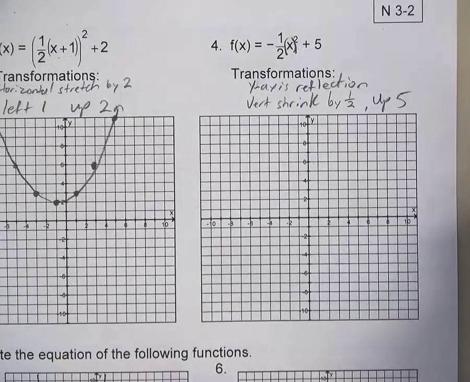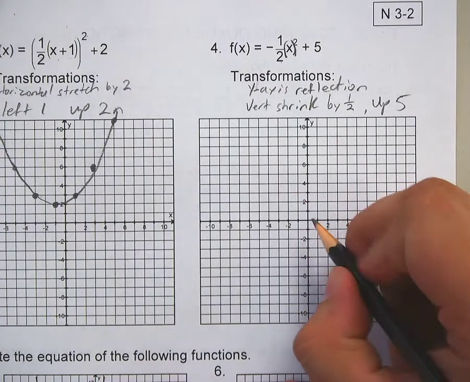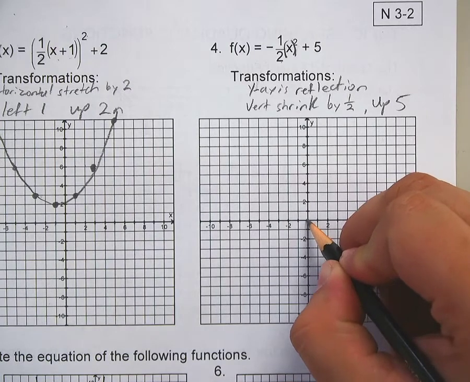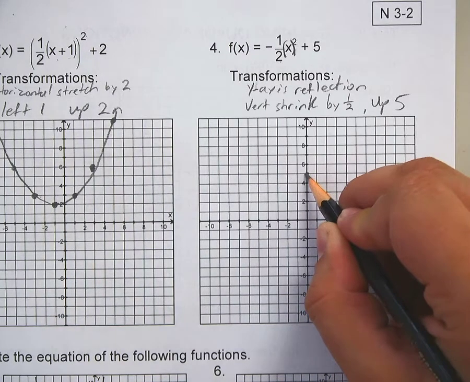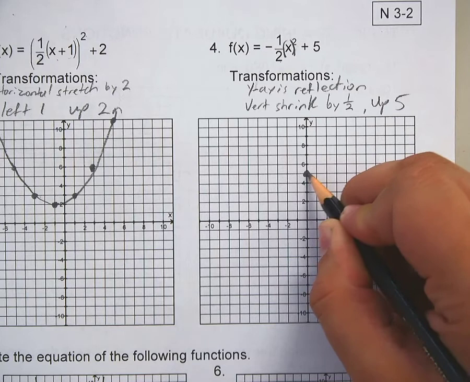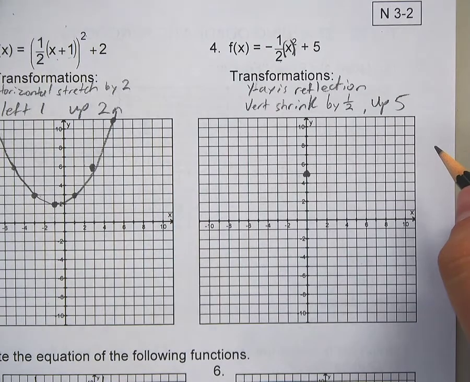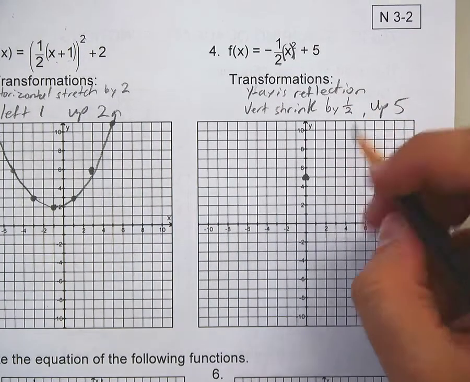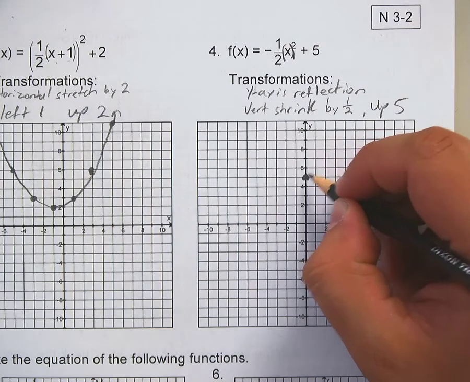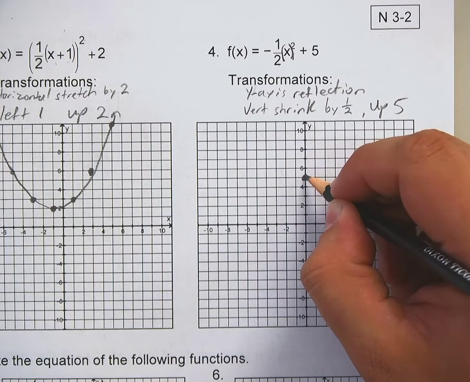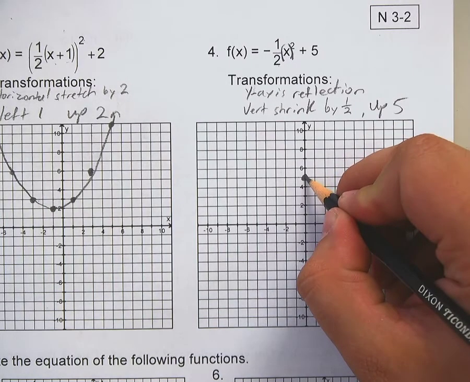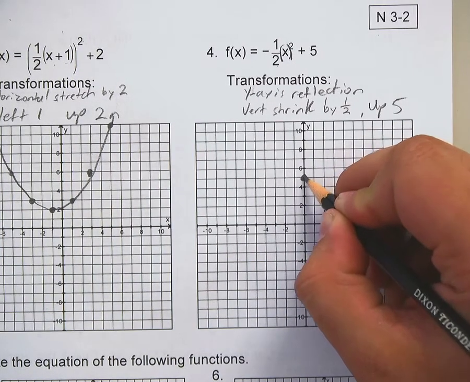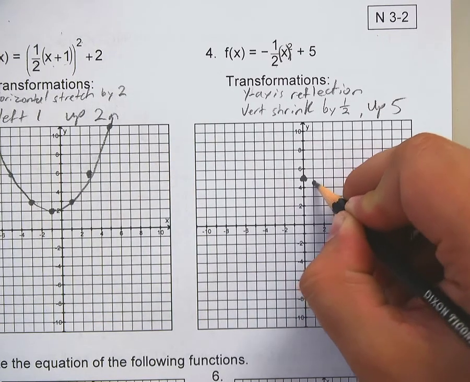So this one's got a lot going on with it. Start with 0, 0. The reflection, the shrinking, it doesn't affect 0, 0, so let's just go up 1, 2, 3, 4, 5. There's my new point. That's my new vertex. Now it's a y-axis reflection, so instead of going up 1 over 1, I'm going to go down. Now I'm shrinking vertically by 1/2. So instead of going down 1 over 1, I'm going to go down 1/2 over 1.